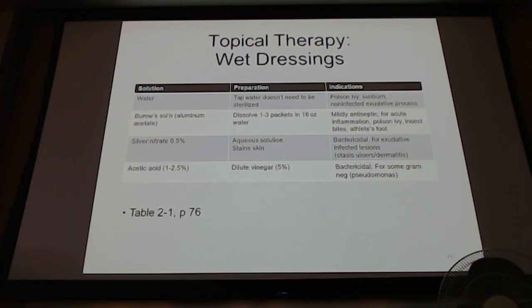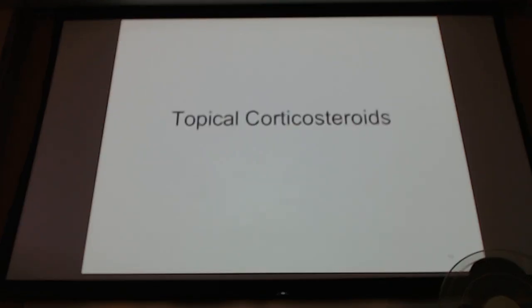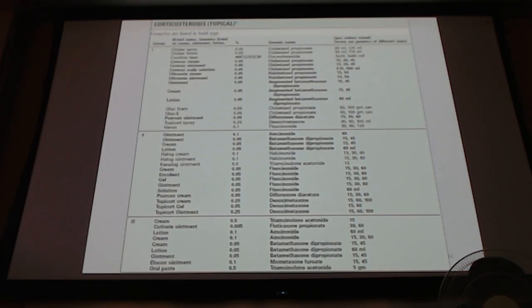Again, talked about that acetate, nitrate, acid, water. Talks about the preparation. So those are those wet dressings that are put on there. Not only do we put those solutions onto there, we also use some of that dressing. So 4 to 8 layers of clean, soft material, wet folded dressings in a solution. So oftentimes we just pad those things on and then wrap them up. Of course, once it's dry, then we don't have to do that anymore. So here you go. Look at that list.